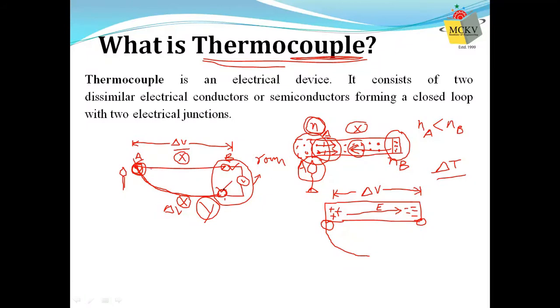So in order to have a potential difference, you need to have two dissimilar metals that need to be joined. So this is one end of the junction, and this is the other end of the junction. So there are two. The EMF developed, or the voltage difference that I am talking about, will be proportional to the temperature difference.